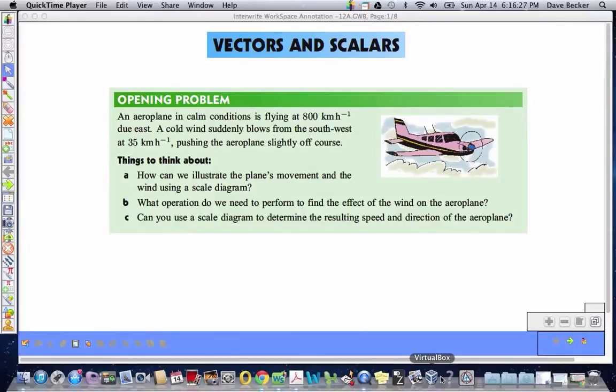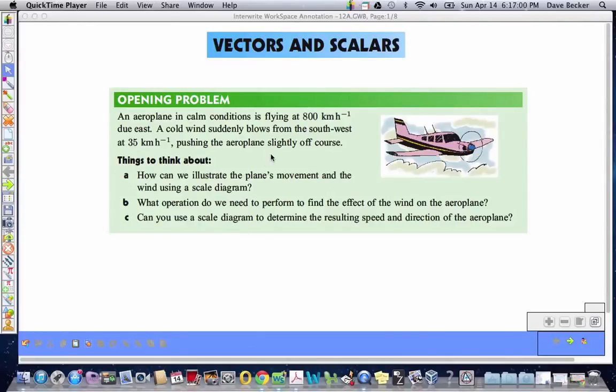Okay, so we have a nice opening problem here. An airplane is flying at 800 kilometers per hour due east. A cold wind suddenly blows from the southwest at 35 kilometers per hour, pushing the airplane slightly off course. How can we illustrate the plane's movement and the wind using a scale diagram? What operation do we need to perform to find the effect of the wind on the airplane? And can we use a scale diagram to determine the resulting speed and direction of the airplane?